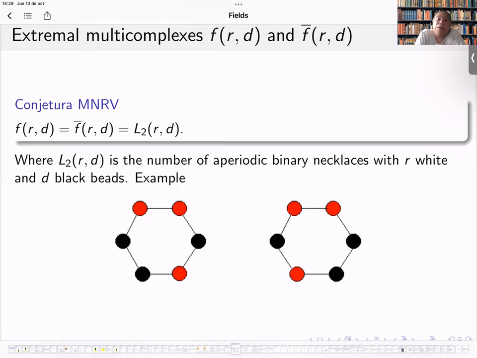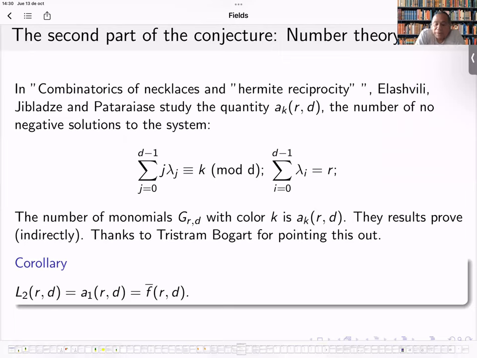But it's aperiodic because if you make a rotation of that necklace, it is not going to be exactly the same necklace, unless you do a 360 degree turn. So the second part of the conjecture was already known in the combinatorics of necklaces and Hermite reciprocity. These authors actually studied something more general, that is the quantity AKRD, the number of non-negative solutions to this system of equations.